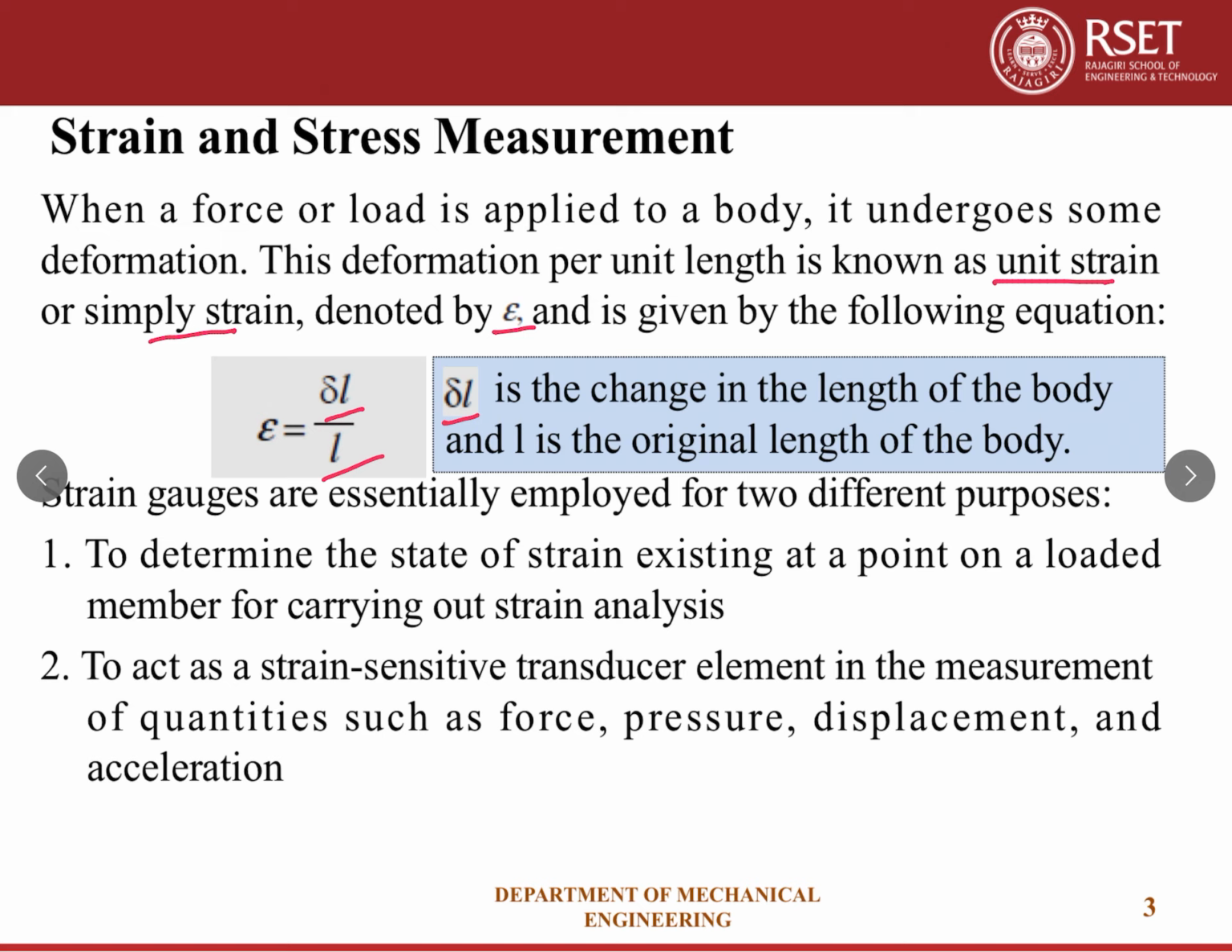The strain gauges are essentially employed for two different purposes: to determine the state of strain existing at a point on a loaded member for carrying out strain analysis, and to act as a strain sensitive transducer element in the measurement of quantities such as force, pressure, displacement and acceleration. So it has two functions. One is to measure strain, other is to measure force, pressure, displacement and acceleration by measuring strain.